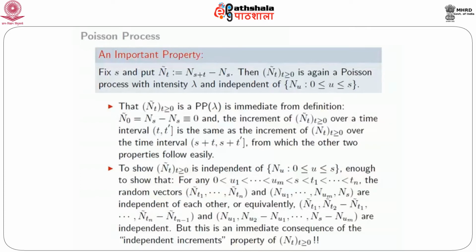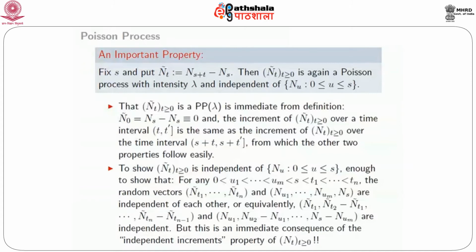Now to show that this N tilde process is independent of these random variables N_u, it's enough to show that for any collection of finitely many time points u_1, u_2, ..., u_m less than s, and t_1, t_2, ..., t_n greater than s, the random vectors (N tilde_{t_1}, ..., N tilde_{t_n}) and the vector (N_{u_1}, ..., N_{u_m}, N_s) are independent of each other. Or equivalently, I can look at the vector N tilde_{t_1} up to N tilde_{t_n}, rather than showing that that vector is independent of this N_{u_1} etc.